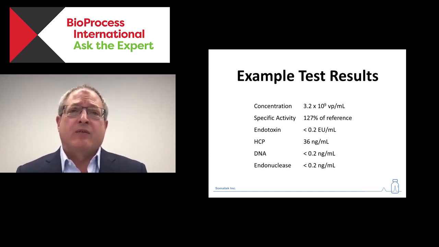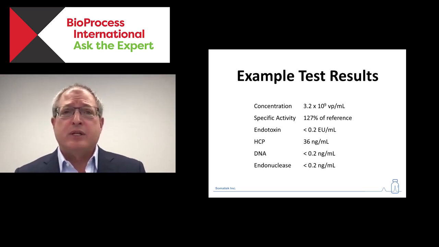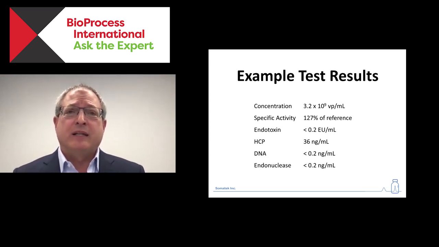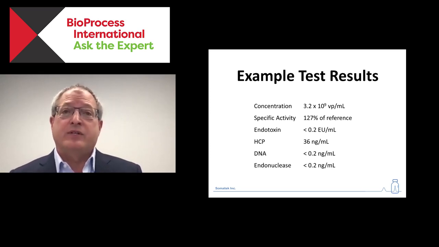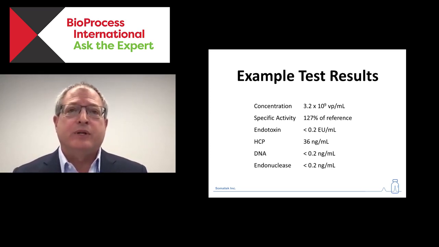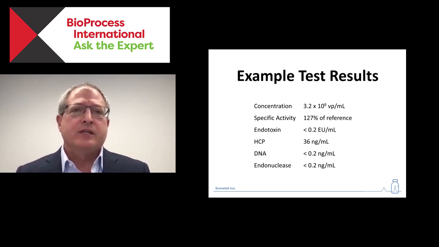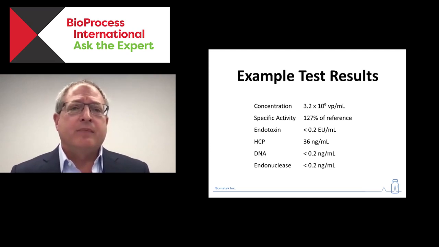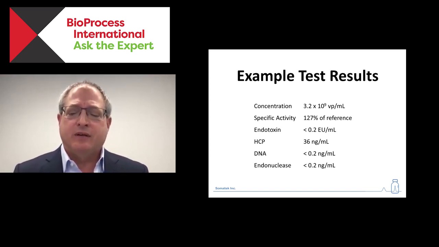If you're working with an adenovirus or an AAV, that may seem like a pretty small number. People working with lenti and other retroviruses, other enveloped viruses in general, this isn't bad at all. It's actually pretty good. Our specific activity is 127% of reference. That's good. Endotoxins low, host cell proteins low, DNA is low, and we've got a number of other process-specific assays we're running. Everything was in spec.